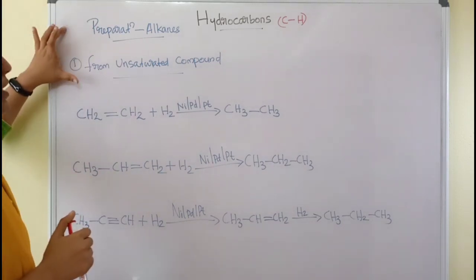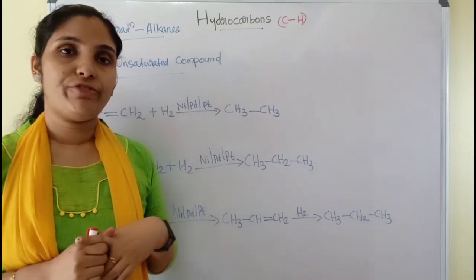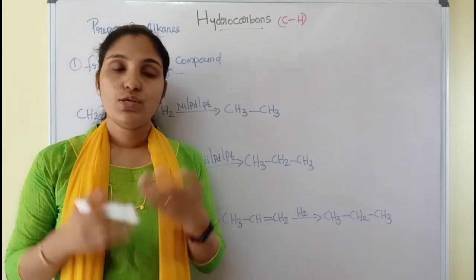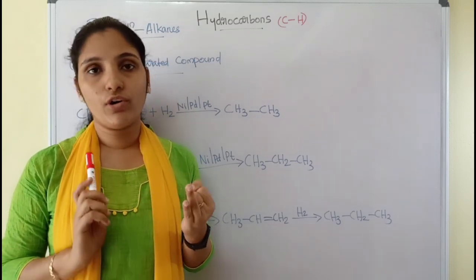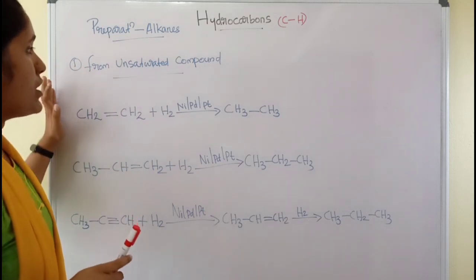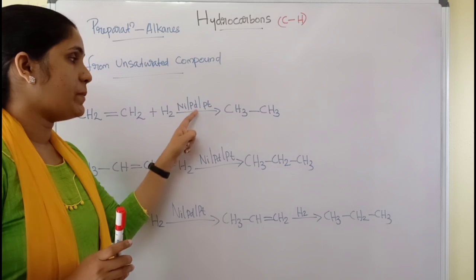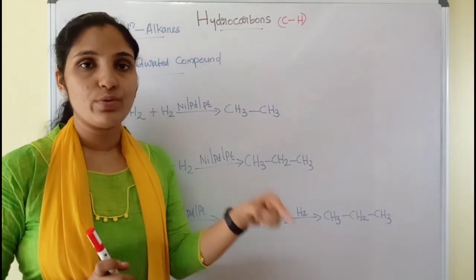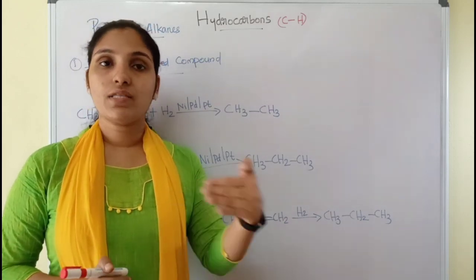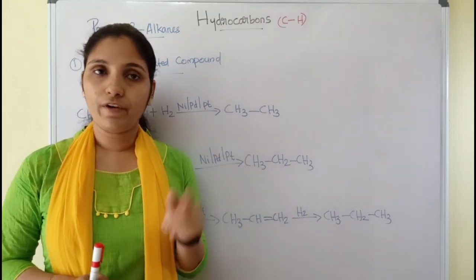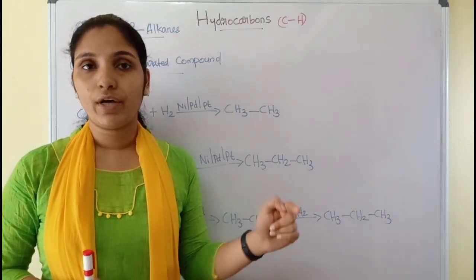Okay. So alkanes can be prepared mainly by 4 methods, and the first method is preparation from unsaturated compounds. Unsaturated compounds, as we have already discussed, are compounds that contain either a double bond or a triple bond. So from the unsaturated compounds, addition of hydrogen in the presence of nickel, palladium or platinum produces saturated hydrocarbons, that is alkanes. So alkanes can be prepared from unsaturated compounds by the addition of dihydrogen in the presence of nickel, palladium or platinum.